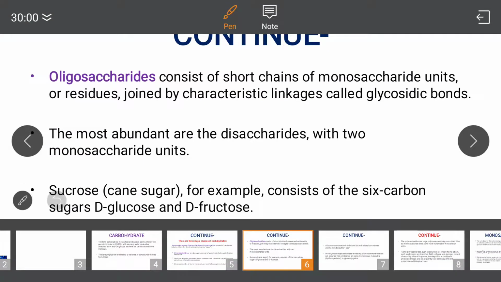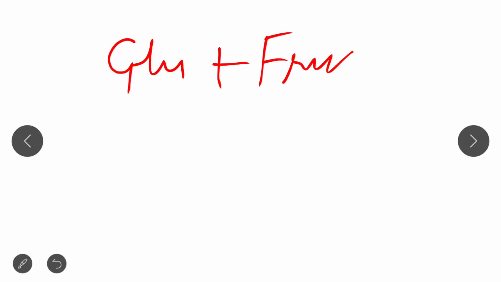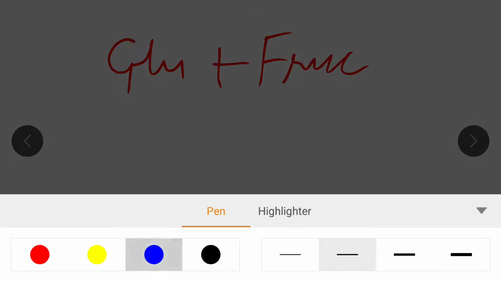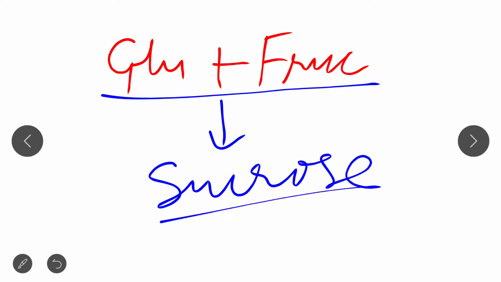See, what is disaccharide? Disaccharide means it consists of 2 sugar molecules. For example, glucose and fructose. So this is a disaccharide, and it gives rise to what? It gives rise to sucrose. So basically this is a disaccharide.